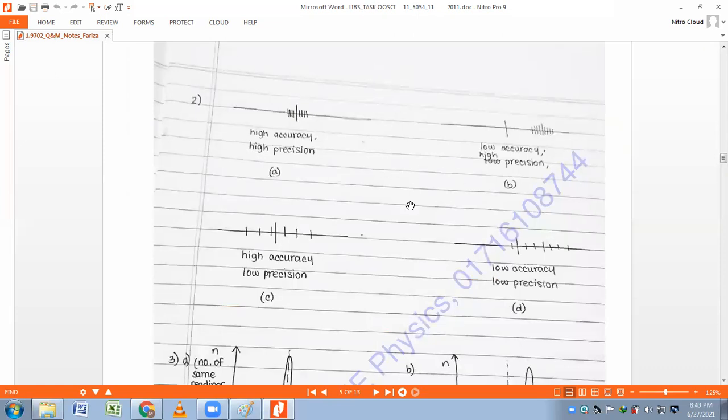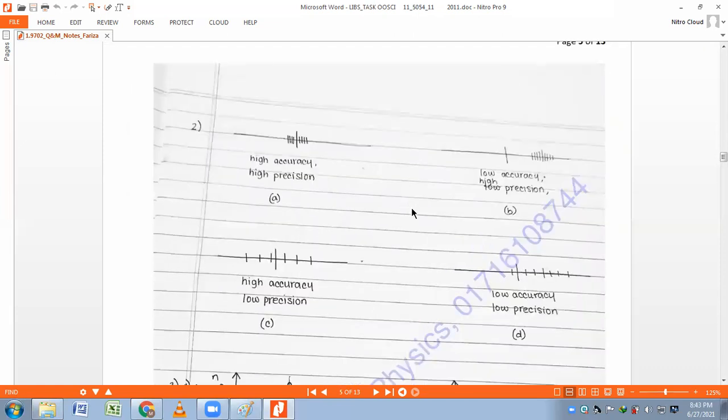This is actually a visual representation of accuracy. This represents a number line. Let's say this is a number line, where this long line is the true value of a certain measurement.